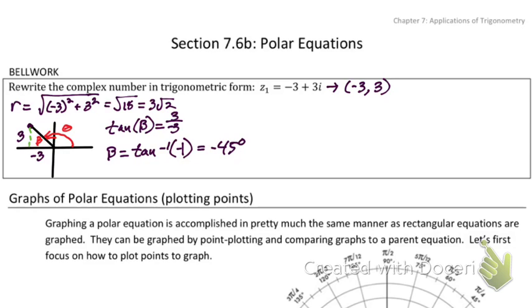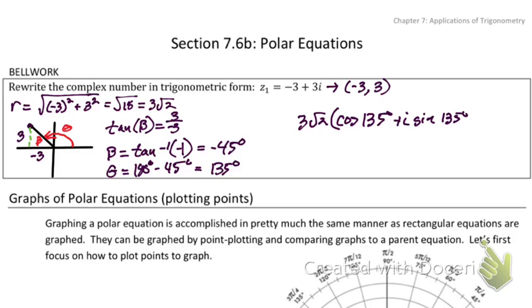We had to do 180 minus that angle, and since it's negative, we know it's either 360 minus 45 or 180 minus 45, but starting off, I knew it had to be 180 minus that angle. So our theta is going to equal 180 minus 45 degrees, which gives us 135 degrees. So our value is 3 square root of 2 times the cosine of 135 degrees plus i times the sine of 135 degrees.